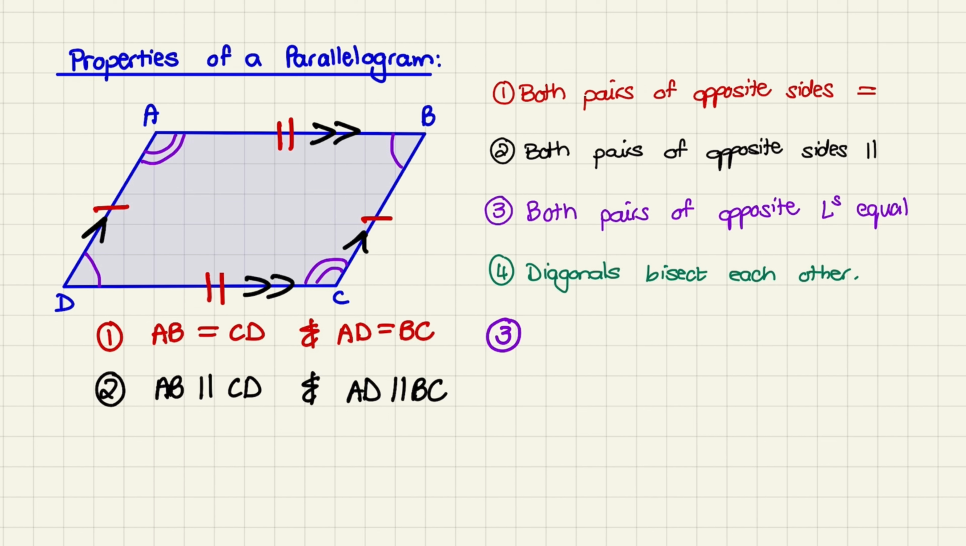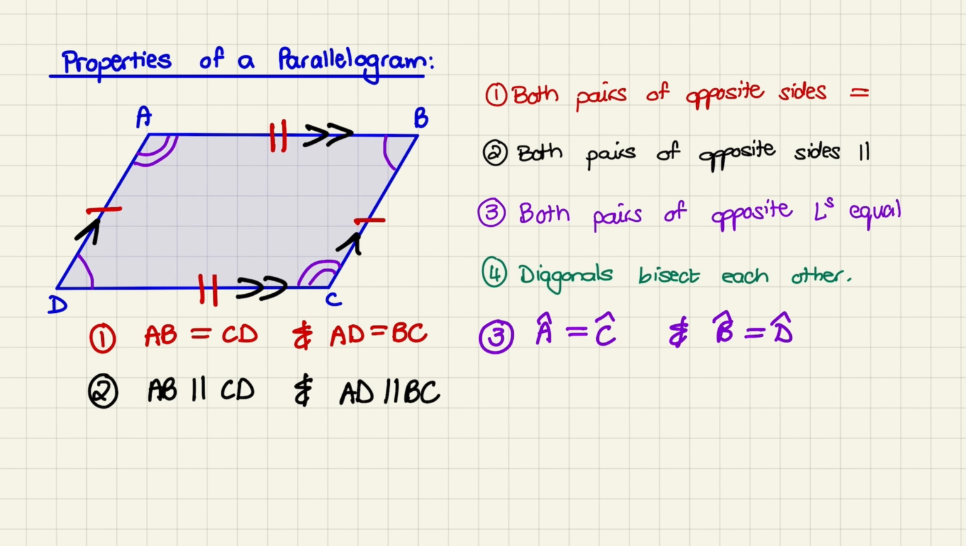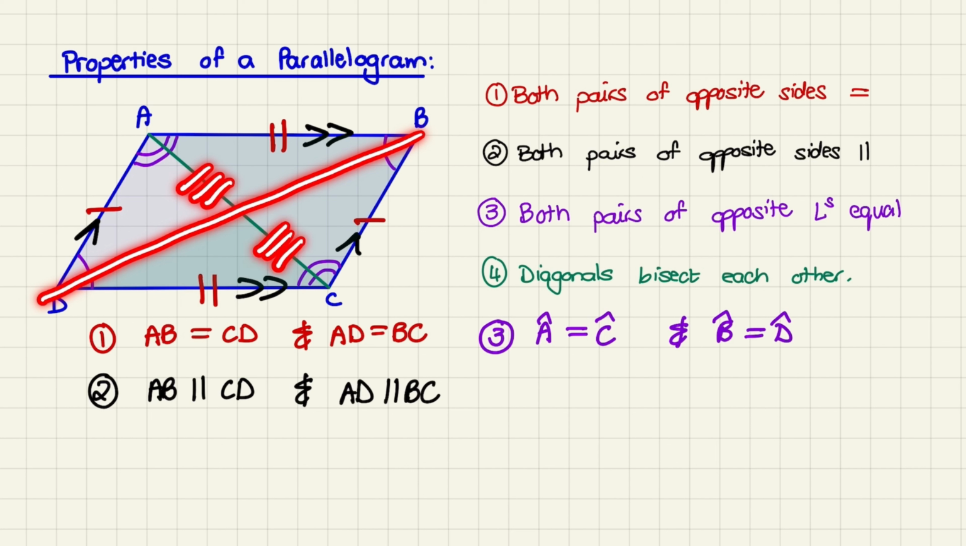So how we would write that mathematically is that angle A is equal to angle C and angle B is equal to angle D. And the last property is that diagonals bisect each other. A diagonal is a line that goes from one corner to the other corner. And what we are saying is that the line from A to C is cutting DB in half, and the line from B to D is cutting AC in half.